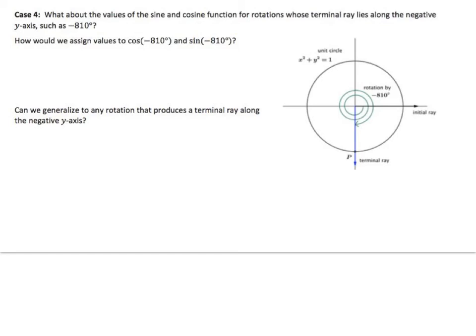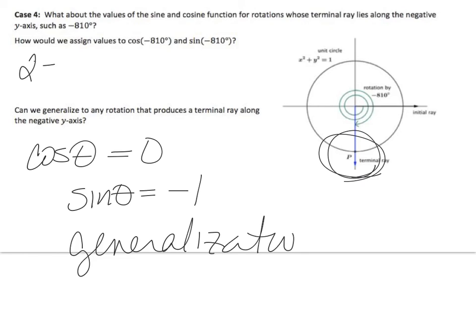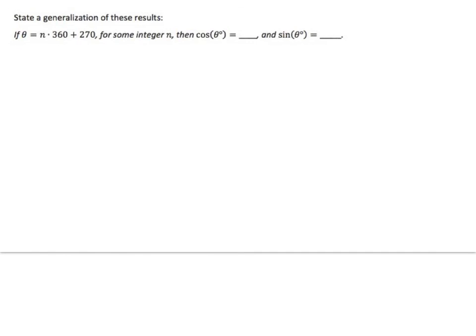Case 4, what about the values of the sine and cosine function for rotations whose terminal rays lie along the negative y-axis, such as negative 810? How many times would I rotate for negative 810? I would rotate 2 times around, and I would end up on the negative y-axis. So cosine of that degree is the x value, which is still 0, and sine of that degree would be negative 1 because of where we are on the y-axis. And that would also be the generalization, which is right there. Awesome.